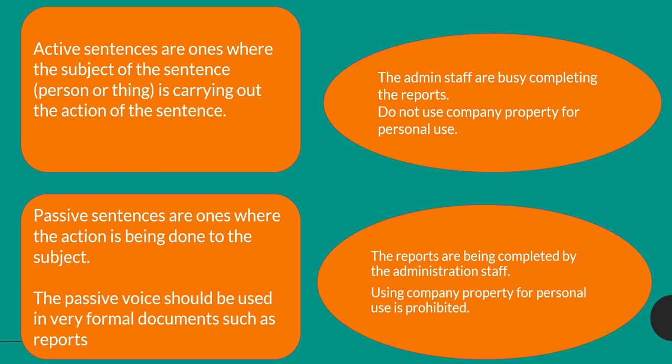So instead of saying the admin staff are the ones doing the completing, we switch it around. The reports are being completed by the administration staff. So this time the subject of the sentence has become the reports, but the reports are not doing any actions themselves. They're having an action done to them. So the action of completing is being done to the reports. They're not doing the action. Using company property for personal use is prohibited. So again, we're switching around the idea of where the action is taking place. So it's something again to be aware of.